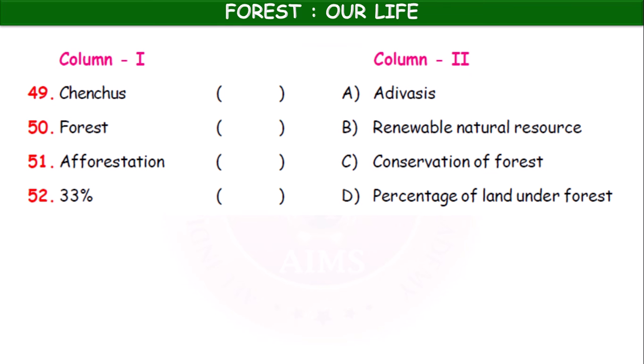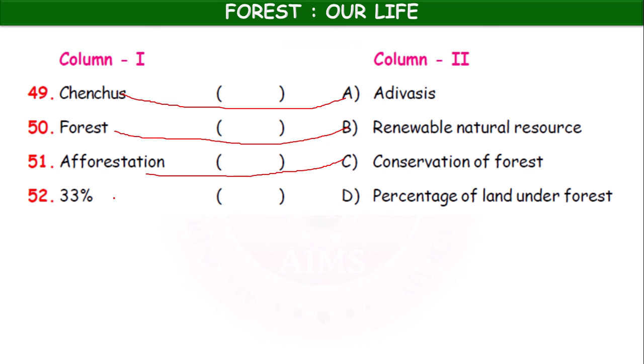Okay, so matrix matching. Column 1: Chenchus, forest, afforestation, 33%. Column 2: renewable natural resource, conservation of forest, percentage of land. So you have to match column 1 with column 2. Chenchus are also called Adivasis. Forest is a renewable natural resource. Afforestation is a method of conservation of forest. 33% is the percentage of land under forest. Okay, so A, B, C, D.